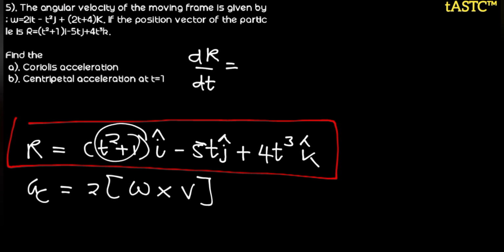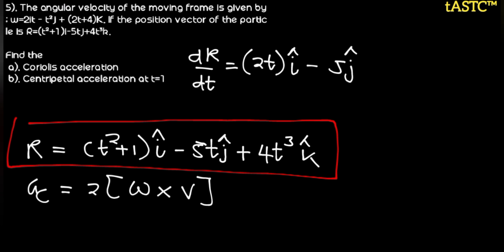So what is the derivative of this? If you differentiate t squared with respect to t, that will give you 2t. And if we differentiate 1, that is going to give us a 0. So that is 2t i. And here you have minus 5t. That is going to give us a 5. So that is 5 multiplied by j, or 5j. And on this side, we have 4t raised to the power of 3. So that is going to give us a 12t squared.